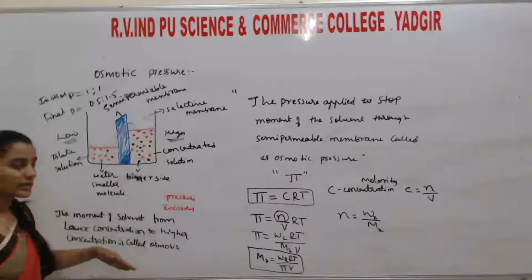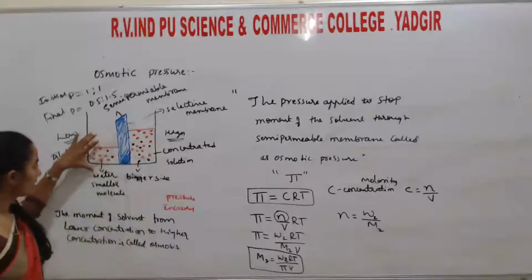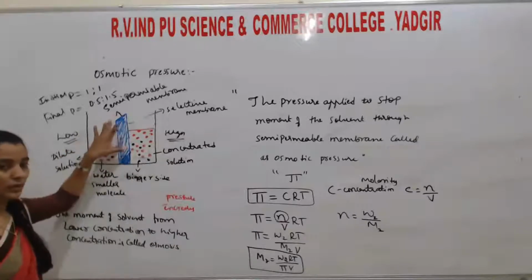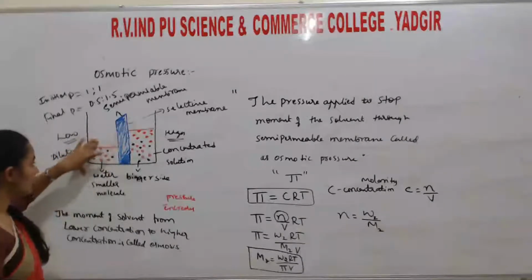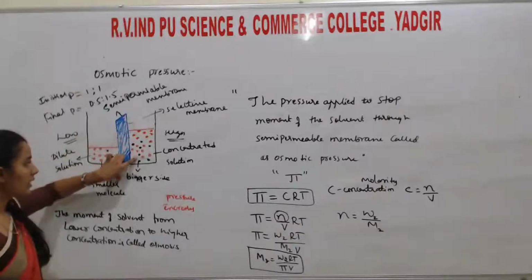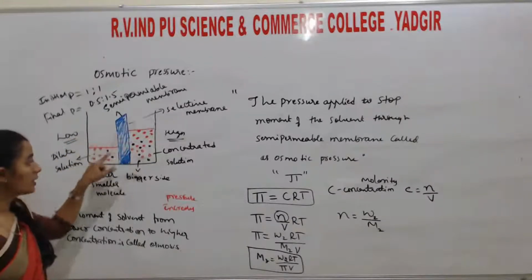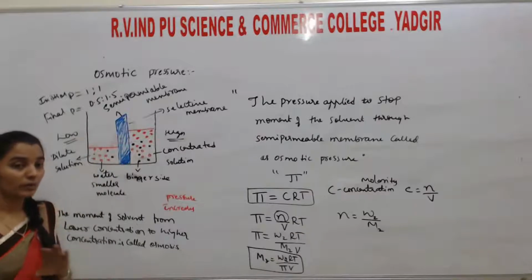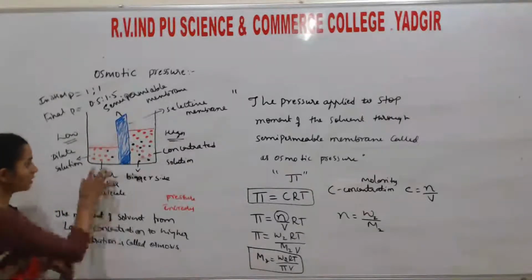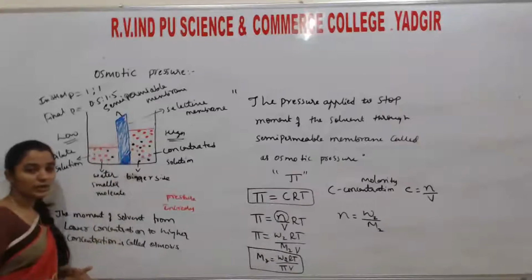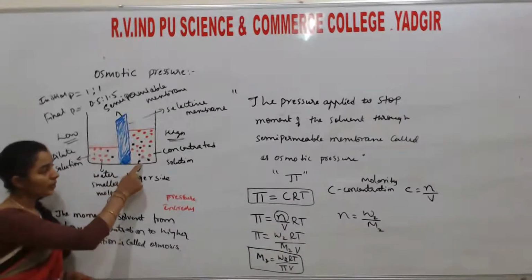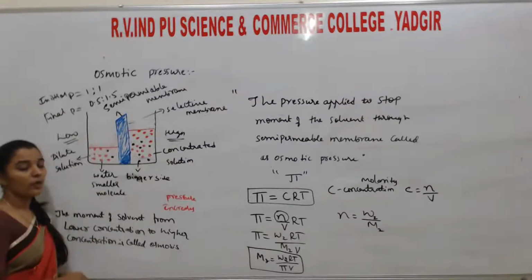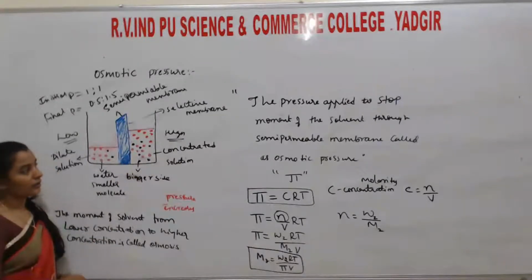When osmosis takes place, the pressure on either side of the semi-permeable membrane increases. Here pressure decreases, here pressure increases, because only the concentration attains equilibrium, not pressure. Here it is 0.1 concentration, which means here it also attains 0.1 concentration. Concentration depends on the number of solute particles dissolved in 1 liter of the solvent, so 1 liter of the solution.